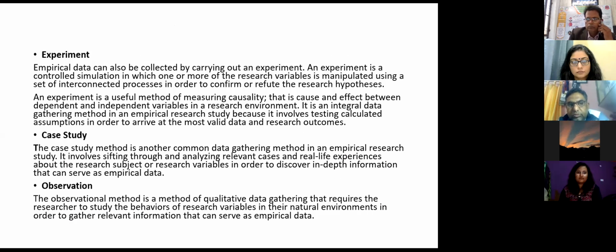After that, there is the experiment. Empirical data can also be collected by carrying out an experiment. I'm telling you this because in many science subjects they do that, they experiment. Even in many geographical things, when we do a soil erosion kind of study, or maybe in economics, or maybe in psychology, when they do a behavioral kind of study.